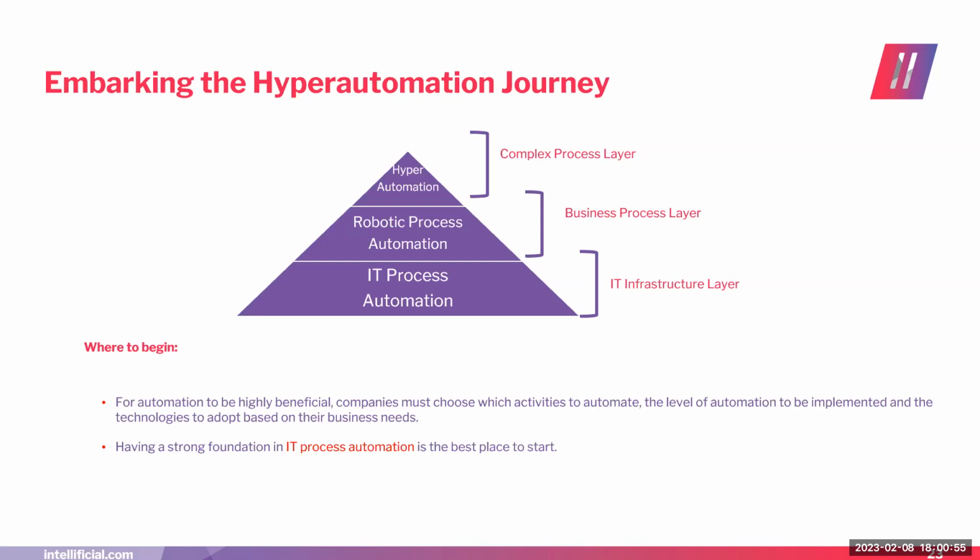So you have to go from IT process automation, and then you have to implement robotic process automation. Then comes the intelligent automation. Then you have to go for hyperautomation. So the best place to start is IT process automation. If you're strong in implementing this, then consider going to RPA likewise.